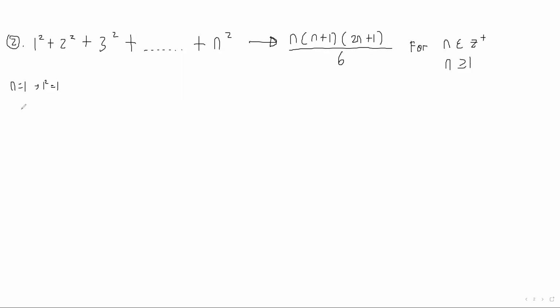So we're going to end up with 1 bracket 1 plus 1 bracket 2 times 1 plus 1 and then divided by 6. So we just try to add the bracket here. 1 multiplied by 2, that's 2, right? And 2 times 1 plus 1, it's basically 3. So 2 times 3 over 6. Well, that still equals 1. So that's correct.